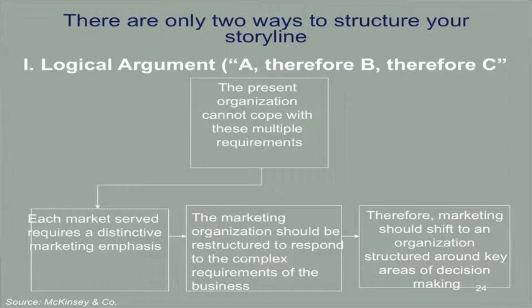So the present organization can't cope with all of these requirements. Let's say it's an organizational, sort of process kind of project. Each market served requires a distinct marketing emphasis. Therefore, the marketing organization should be structured, blah, blah, blah. Therefore, marketing should shift to an organization, blah, blah, blah. Okay, so let's say we're with bathing suits, right? You can definitely sell bathing suits into Miami. However, you need to go to an upscale market. If you go to an upscale distribution channel, these are your options for upscale distribution, and these are your options for positioning within those particular distribution channels.